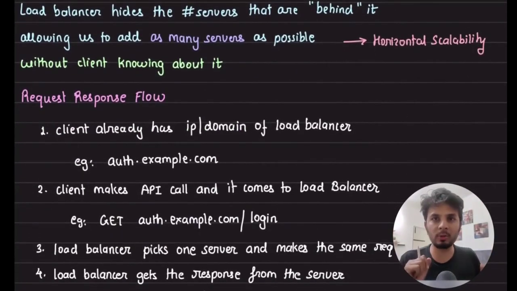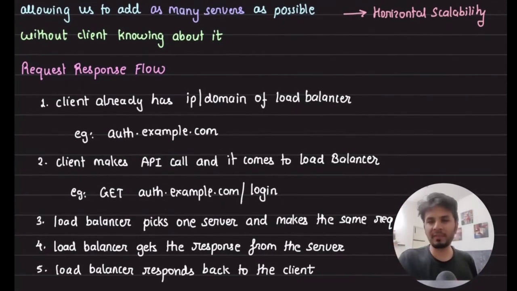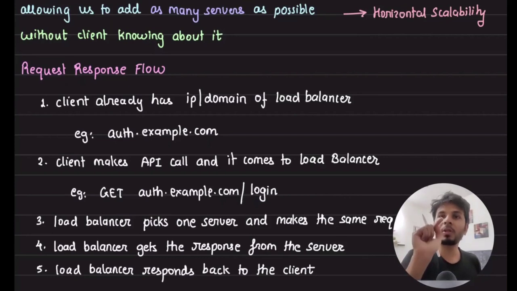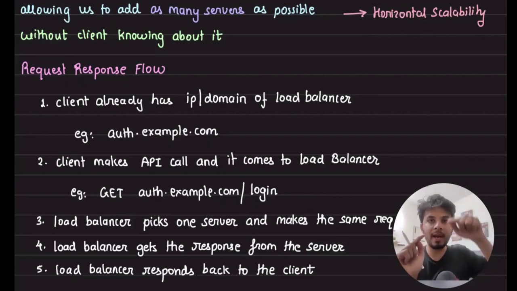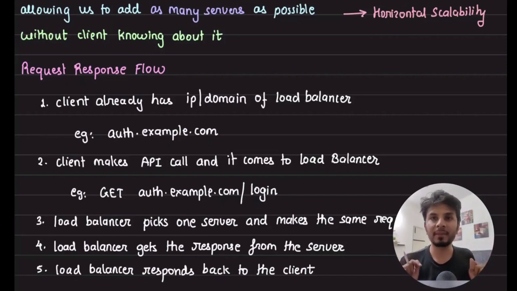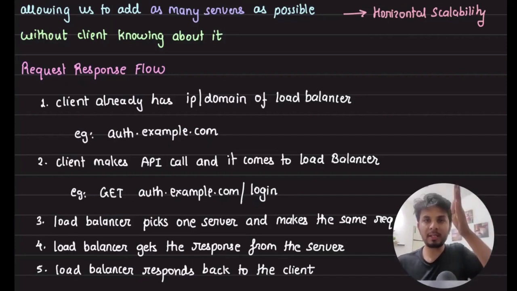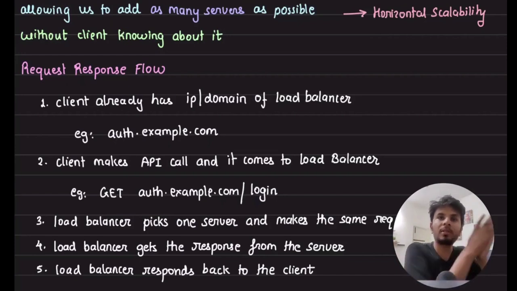We'll touch upon that in 2 minutes. It would pick one server using a specific load balancing algorithm, and make the exact same request to that server. That server responds, the response comes to the load balancer, and the load balancer responds back to the client making the request. This way, you have only one point of contact to talk to. The user talks to the load balancer, which talks to one of the backend servers, gets the response, and sends it back to the user.